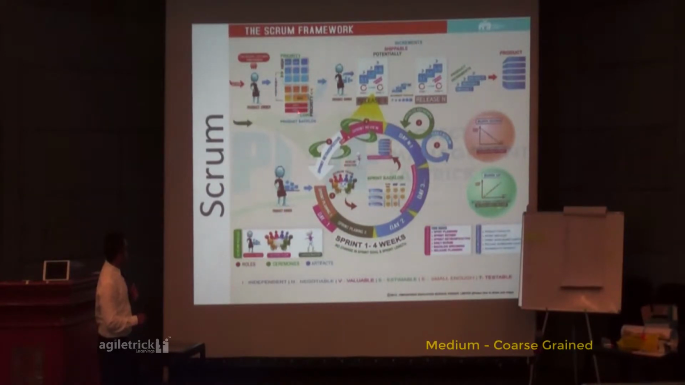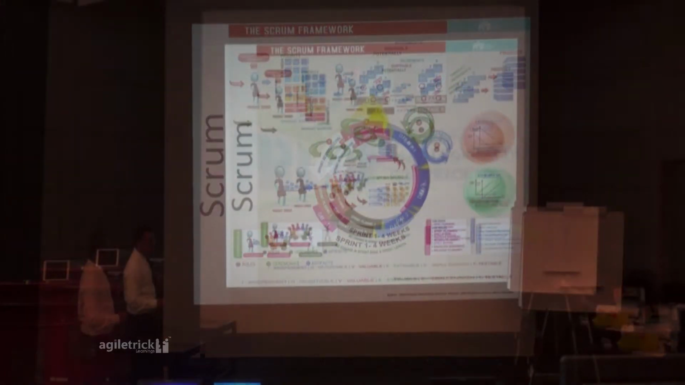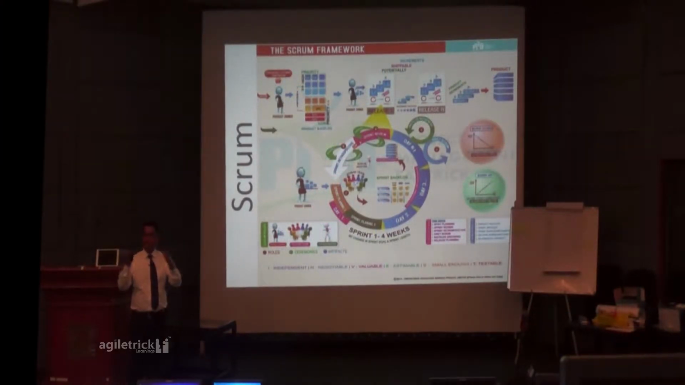Fine grain, coarse grain, medium grain. Fully detailed, no detail, medium detail. Are you clear here? Okay. Now a release is divided into a couple of sprints. So what is a sprint? A sprint is a small time cycle.